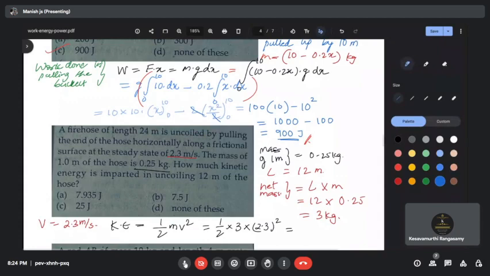How much are you getting? I think 7.935 should be the answer, right? You get 7.935 as the answer. Is it clear? I think this is quite simple, right? So you understand what is given here. Velocity is given, the length is given, and mass for each meter is given. So you find out the net mass, substitute in the formula for kinetic energy, and then you get the answer as 7.935. All right. So the answer is option A.